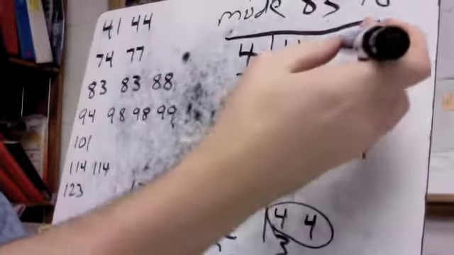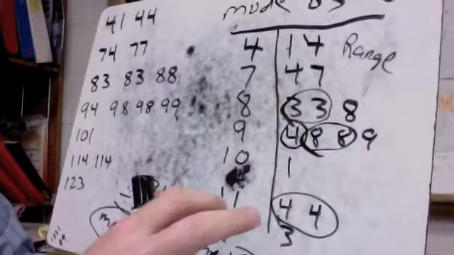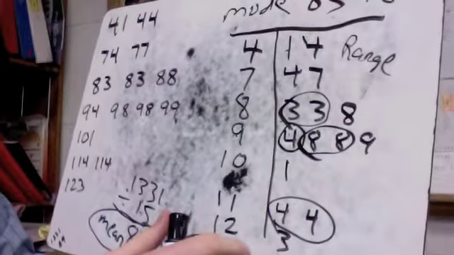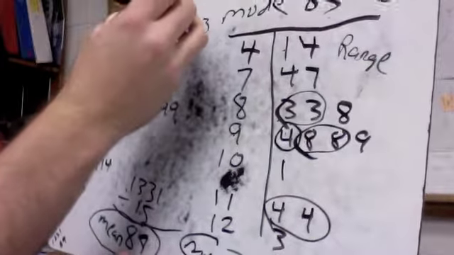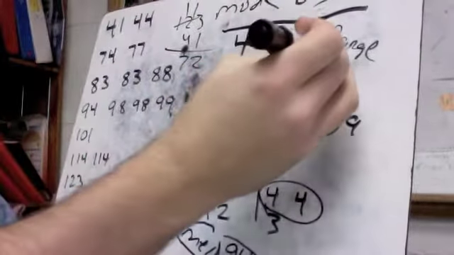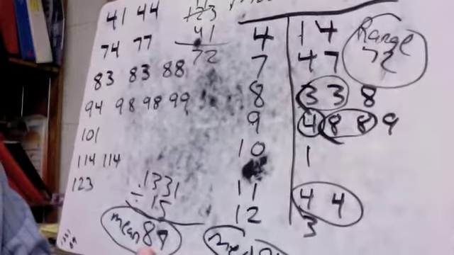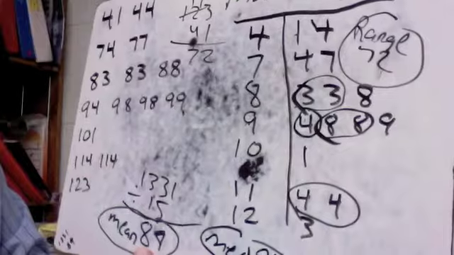And then the last one we need to have is the range. Now remember, the range is just the highest minus the lowest. So we've got 123 and we've got 41. So if I do 123 minus 41, we're going to have 72. So my range is going to be 72. Those are the mean, median, mode, and range answers for this stem and leaf plot.